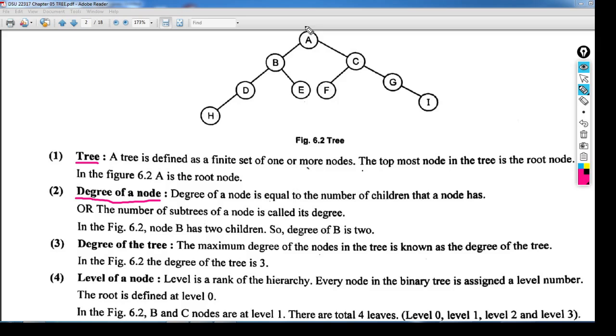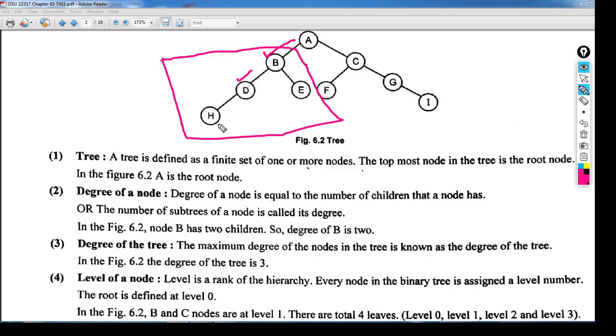For example, if you see D, if you see this part, then D is the root and it has only one child. Hence the degree of this particular node is 1. Then if you see this part, you will observe that B is the root of this part and it has two children, D and E.